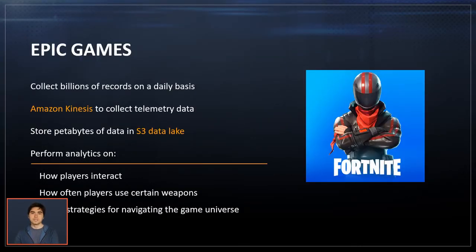So the first one that we're going to talk about is Epic Games. Epic Games is obviously very well known for Fortnite, and they're collecting billions of records on a daily basis using these services. So they're using Amazon Kinesis to collect this telemetry data and storing 14 petabytes of data in an S3 data lake that they have on AWS.